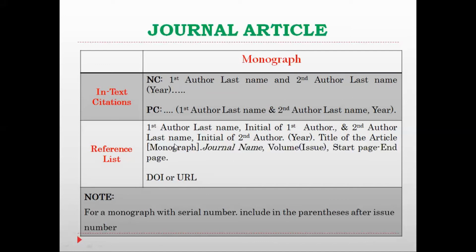Okay, there will be slight differences only here and there, but these are all equally important, as I said from the beginning. So you have to remember that. All right. In some cases, you'll find a monograph with a serial number; include it in parentheses after the issue number, just like the article number. If it is a monograph which has a serial number, you remove the page number and then insert the monograph serial number after the issue number.